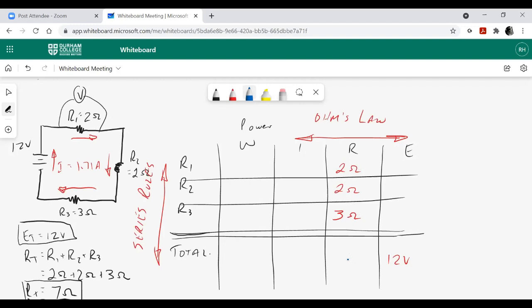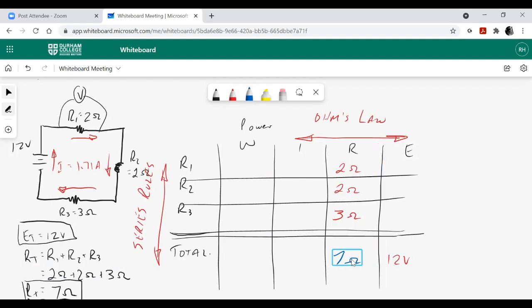I know that because of series rules, when I move up and down through the table, resistances in a series circuit are additive. So if I just add these three together, 2 and 2 is 4, and 3 is 7. We solve for that over here. My total resistance is R1 plus R2 plus R3, which is 7 ohms. So I've got that here, 7 ohms.